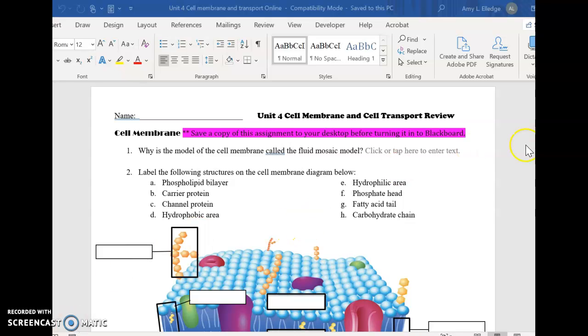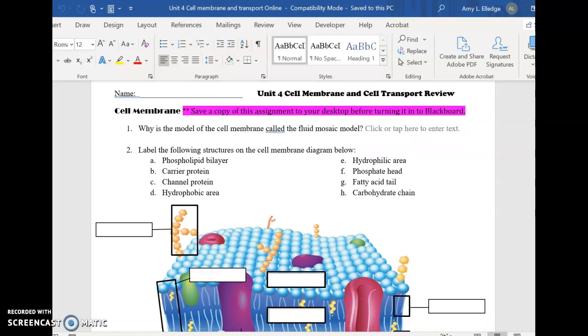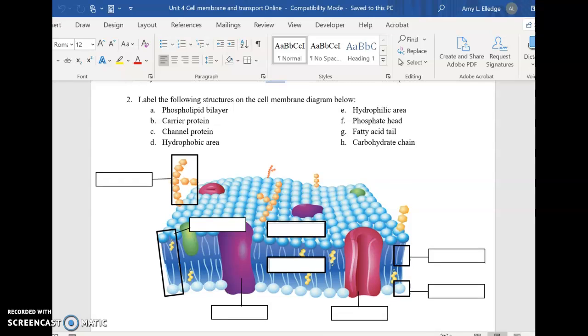Okay, ladies and gents, we're looking at review 4. So starting with review 4, we're going over the cell membrane and cell transport. On your little diagram here, right at the top, your phospholipid bilayer, you should have done these two guys right here because bi means two, and this is two layers playing footsie with each other.